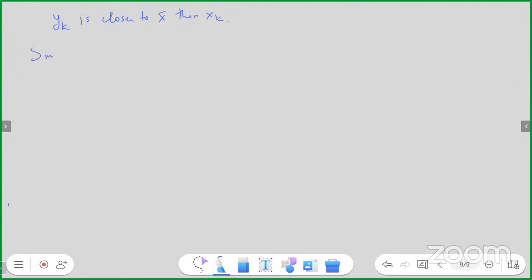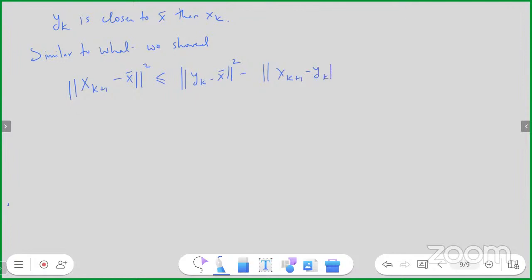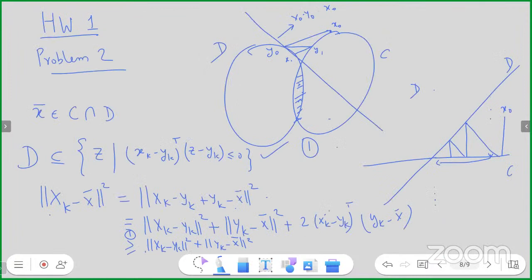Similar to what we did, because C is also convex as D was. When you're taking the backwards projection, you'll again get another hyperplane and you'll get the same answer. Similar to what we showed: xk plus 1 minus x bar is less than or equal to yk minus x bar minus xk plus 1 minus yk. Let's call this 3.